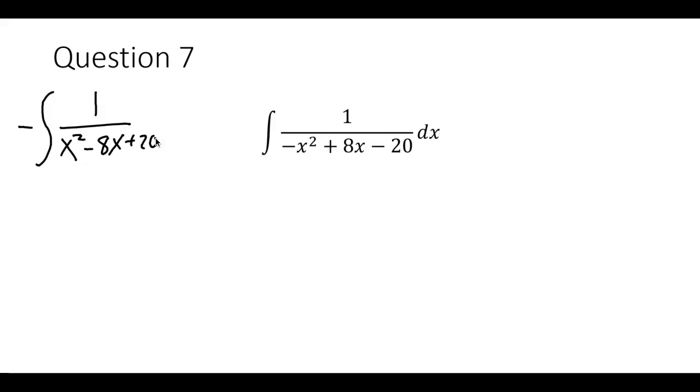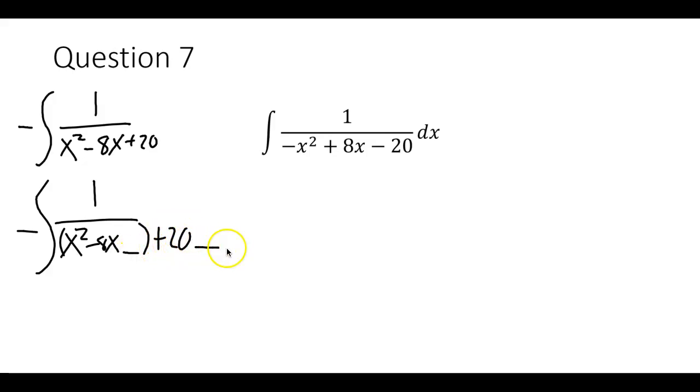All right, the next thing that we're going to do is group the x squared and negative 8x, leaving a little space here. And we're going to actually create another little space over here after the 20 as well. And the space is for the process of completing the square.